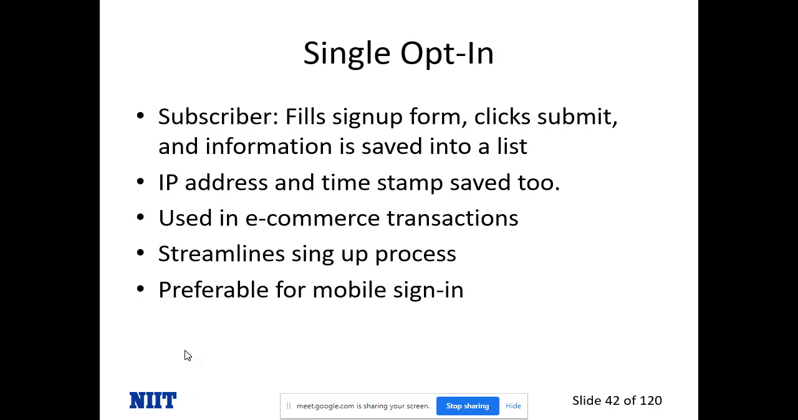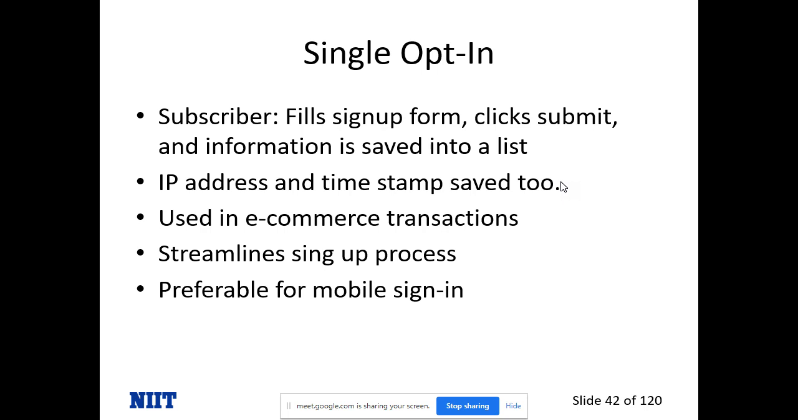Okay, single opt-in, ये बहुत अच्छी चीज है. Subscriber fills the sign-up form, clicks submit, and the information is saved into the list, right? IP address and timestamp are saved too. और ये किसके बारे में हम बात कर रहे हैं? अगर आपको confusion है, what are we really talking of? We are talking of if we design a subscribe form, which is a single opt-in form, using MailChimp. We will design a subscribe to monthly newsletter or subscribe to the website form using MailChimp, inshallah, and we'll see these things, and then you'll recall.